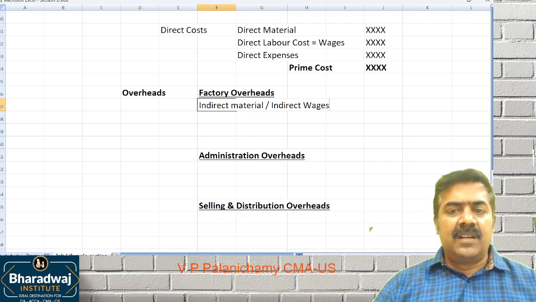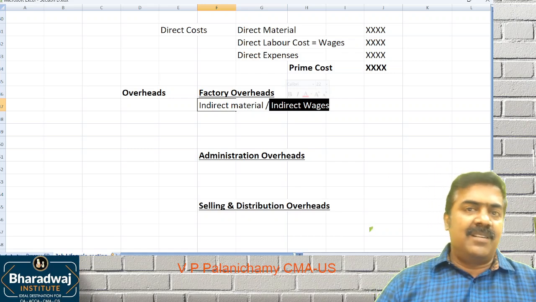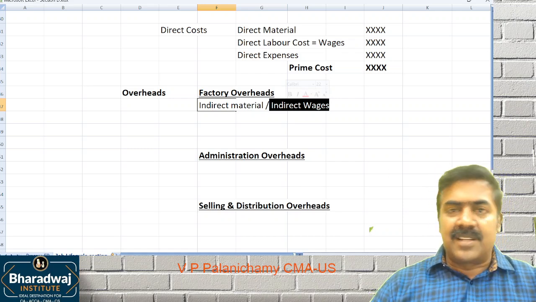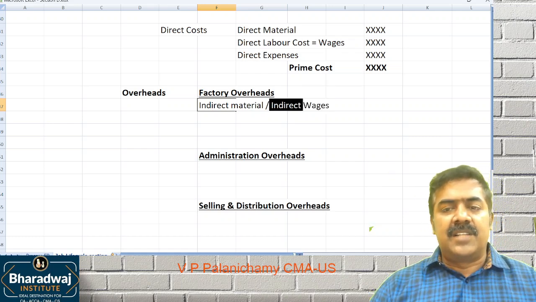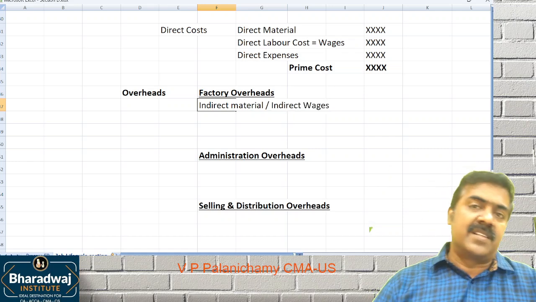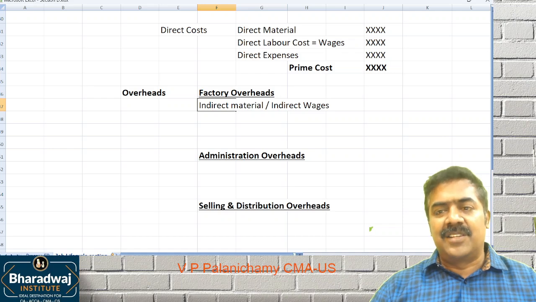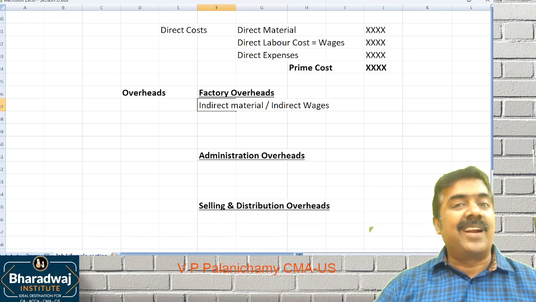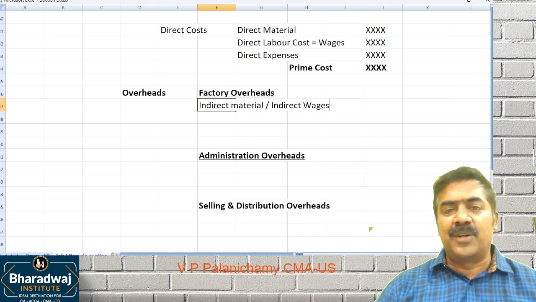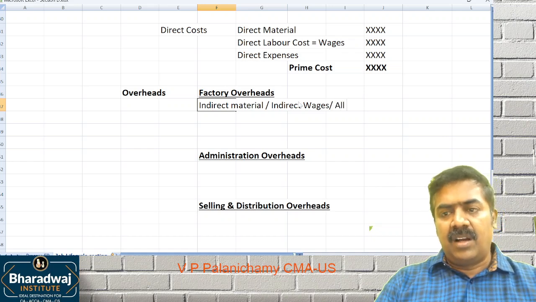Indirect wages. See, workers engaged in production, like workers engaged in ironing, packing, stitching, those people we call direct labor. Then what is indirect wages? Indirect wages are not part of your direct cost, because you cannot trace them with an output or product. Examples: security guard salary, supervisor salary, the people who are involved in cleaning the factory, electricians, plumbers, fitters, repairmen. They don't directly engage in production, but without their support, we cannot do that. So that is part of which one? Factory overheads. Then all other factory expenses.